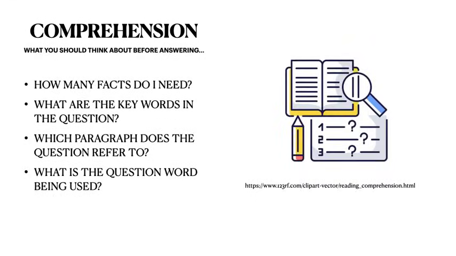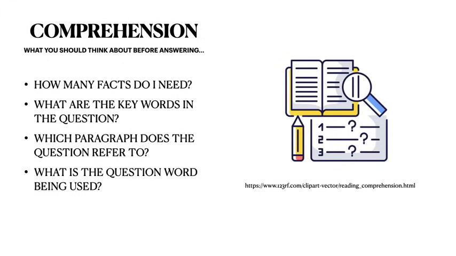So what you should think about before actually answering your questions. You need to be thinking back to those mark allocations, and you need to decide how many facts do I need in this question to get the full amount of allocated marks. I need to be thinking, what are the key words in the question? I should also be thinking, which paragraph does the question refer to?